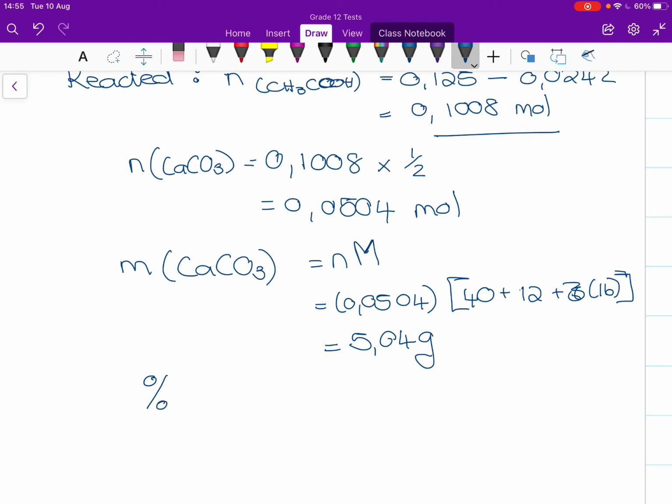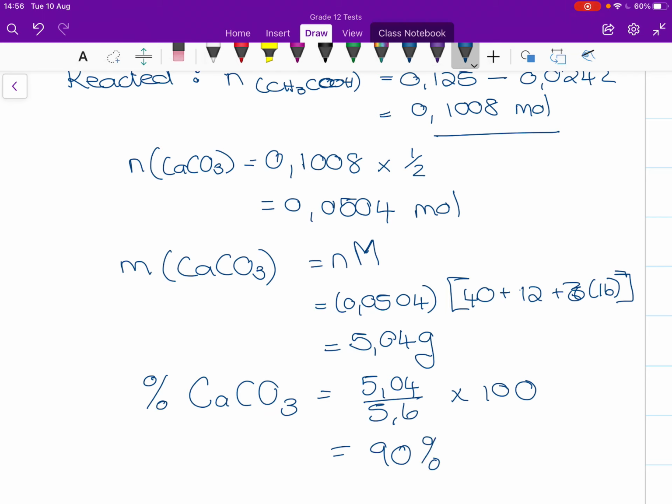So my percentage calcium carbonate is the 5.04 that I actually had divided by the 5.6 that I thought I had times by 100, and it's 90%. Okay? Not so bad. There's obviously more than one way to do it, but this is the simplest. Okay?